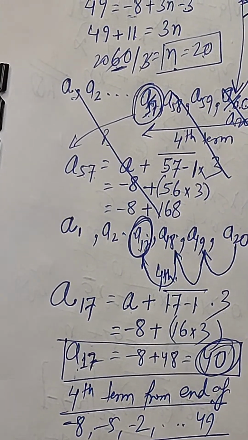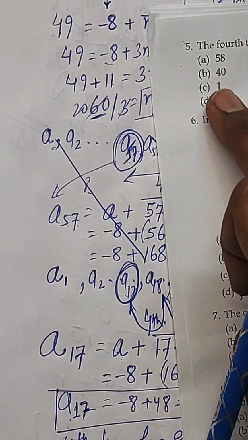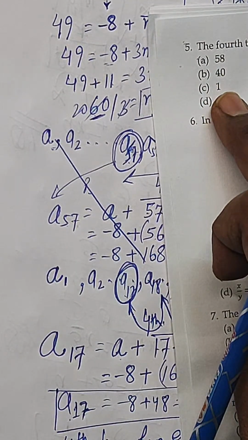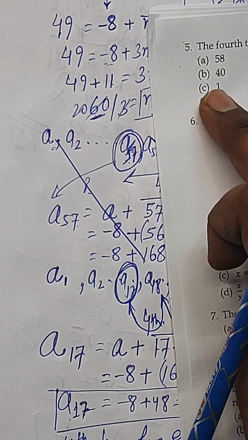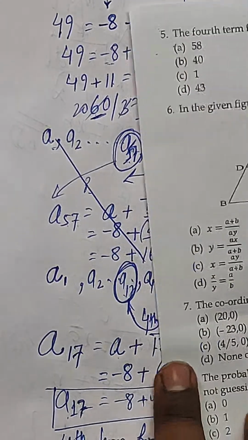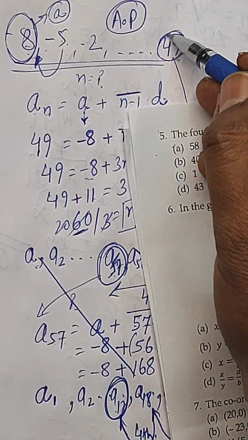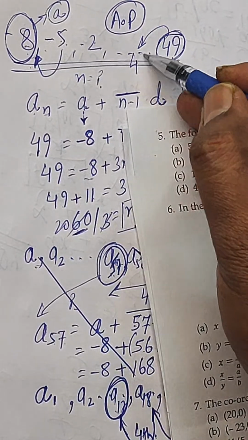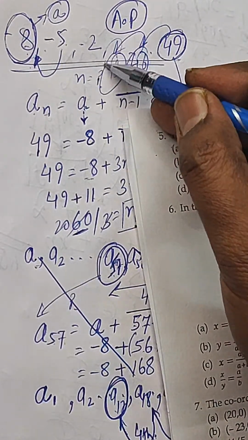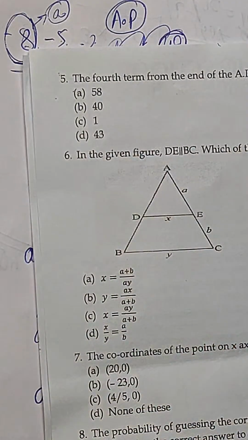Okay, you are saying option number C, which is 1. No. This will not be, because you can simply see option number C will not be there. Why? Because the last term of the AP is 49. Last term is 49, minus 3, this will be 46, right? Minus 3, this will be 43, and minus 3, this will be 40. So our answer is correct, my dear friend, option number B.